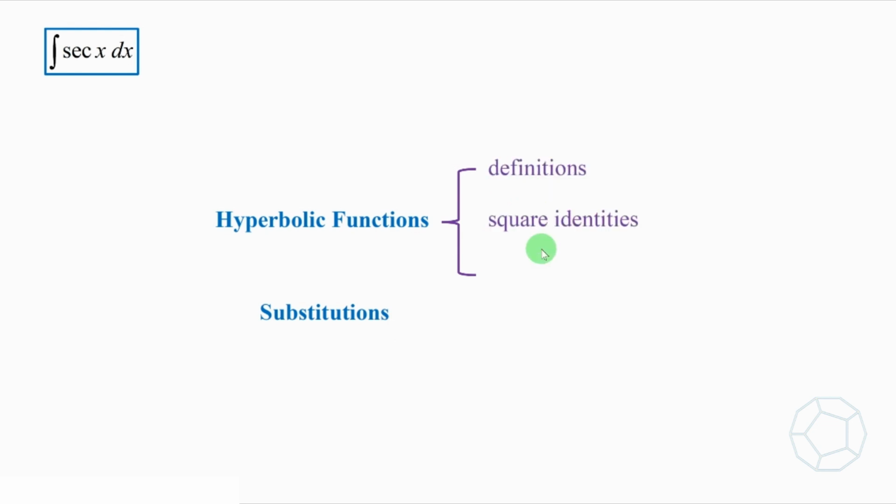For the other 3 results, we are going to use the hyperbolic functions to do the substitutions. You shall see the advantages very soon. Let's look at the 3 aspects of hyperbolic functions. They are the definitions, the square identities, and their derivatives. They help us integrate secant x later on.